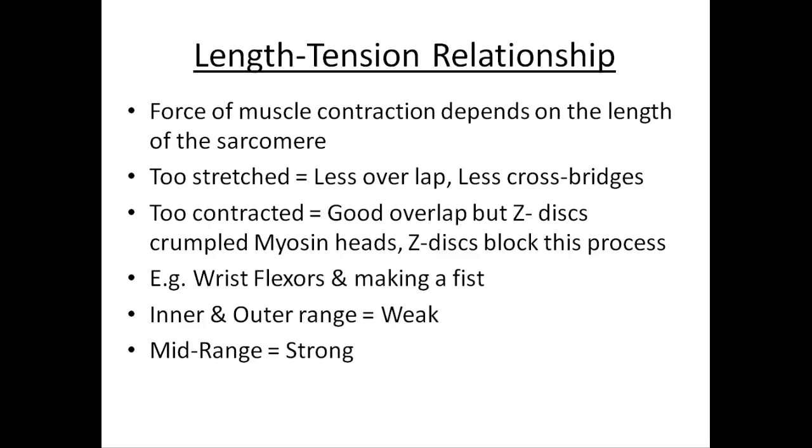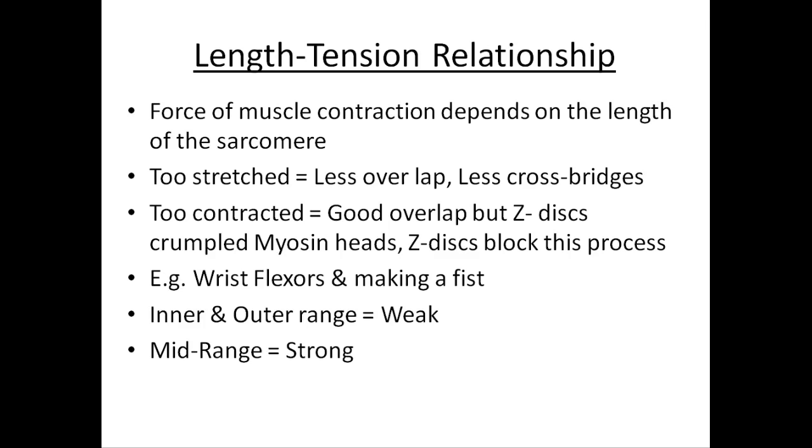Eccentric contraction. So the length-tension relationship. The force of a muscle contraction depends on the length of the sarcomere. Too stretched is less overlap, less cross bridges. Too contracted is good overlap, but now the Z discs are crumpled, the myosin heads as well. So the Z discs block this process. Effectively, you just run out of room.